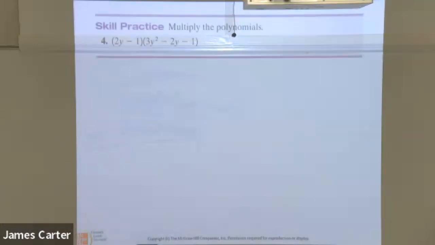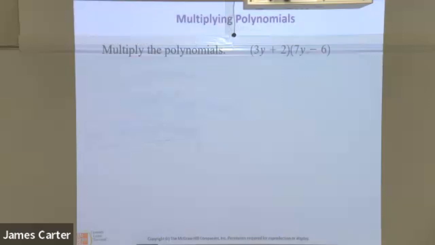Anyone need to see this one or wish to see this one? No? Same process as last time. Okay. Now we've got binomial times binomial. We've done this before. Here's the gonna-do step.